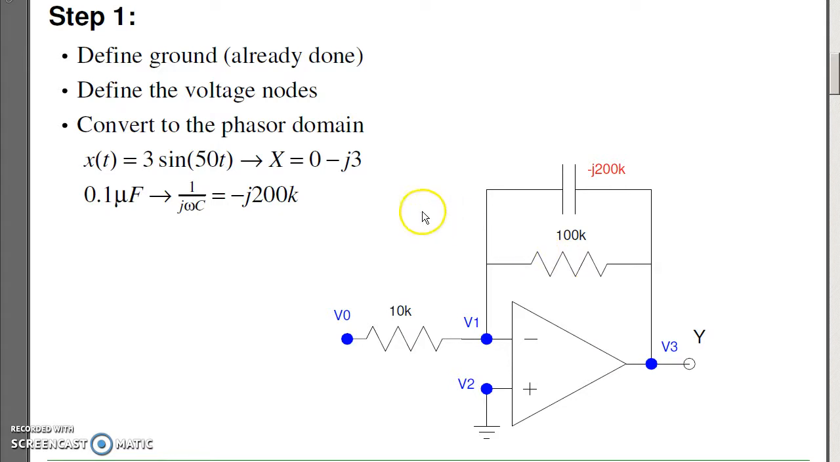Express the input in phasor form. 3 sine 50t becomes 0 minus J3. The frequency is 50, and that's used over here in the impedance. The capacitor becomes 1 over J omega C. This is minus J200,000 ohms.